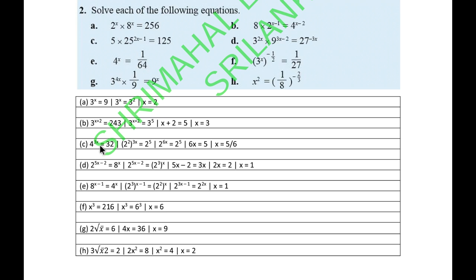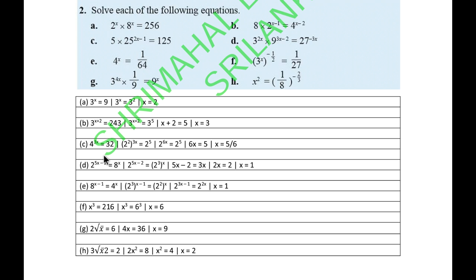The next one, c, that is 4 to the power 3x equals 32. So 4 means 2 to the power 2, into 3x. Then 32 means 2 to the power 5. So here, 2 to the power 6x equals 2 to the power 5. Then 6x equals 5, then x equals 5 over 6.